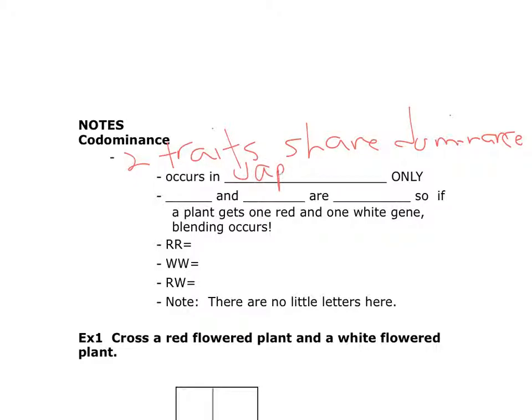This occurs in Japanese four-o'clock plants. They're also called snapdragons. And so what happens is we get blending. So for example, in this type of problem, red and white are both dominant. So if a plant gets one red and one gene that's white, blending is going to occur. So you need to memorize the genotypes here.